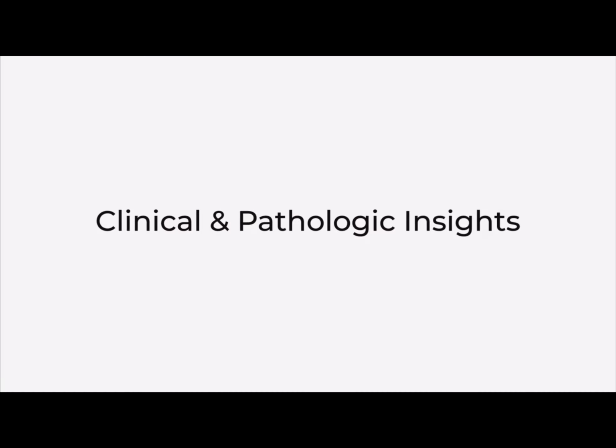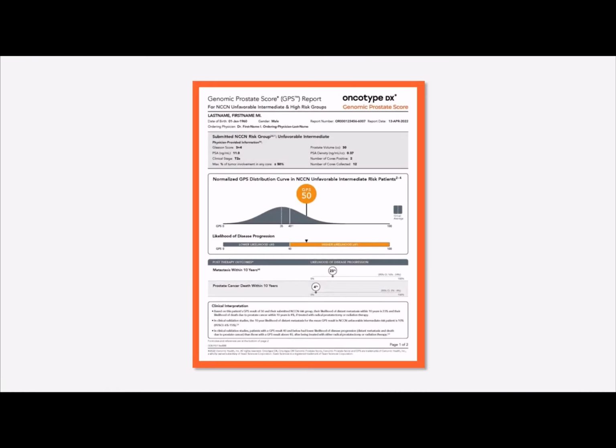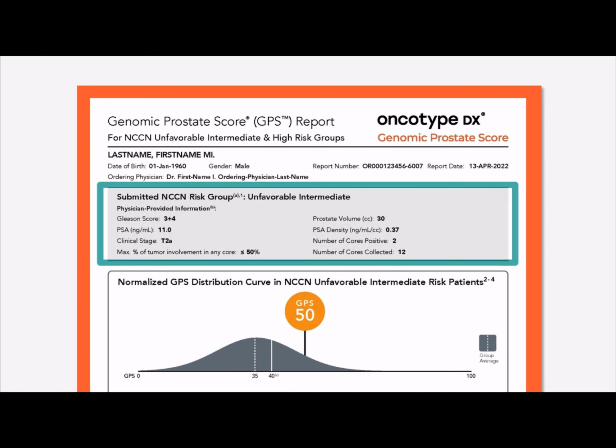Clinical and pathologic insights. At the top of the report is the clinical and pathologic information that is provided by the urologist, detailing how the patient initially presented and their submitted risk group. In this example, the patient's clinical and pathologic features classify him as NCCN unfavorable intermediate risk. Genomic insights from the GPS result can help to move the conversation to what that risk really means for him.